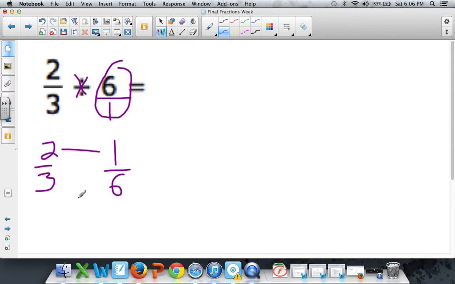Multiply straight across. 2 times 1 is 2. 3 times 6 is 18. Yeah. That can reduce, by the way.